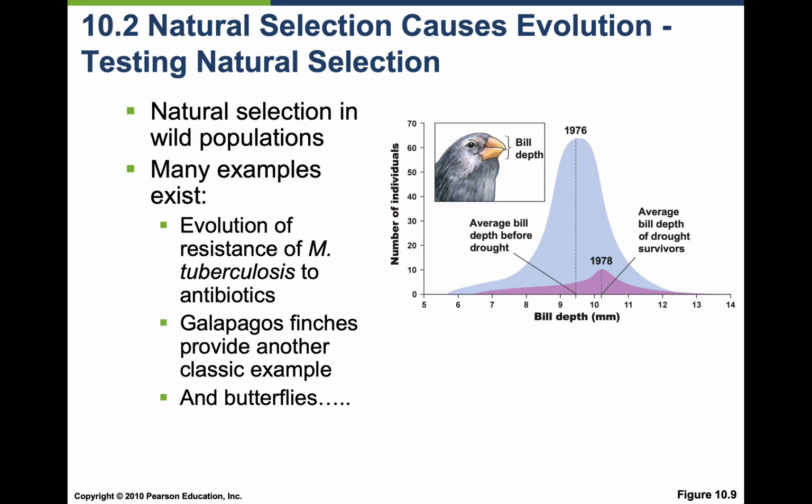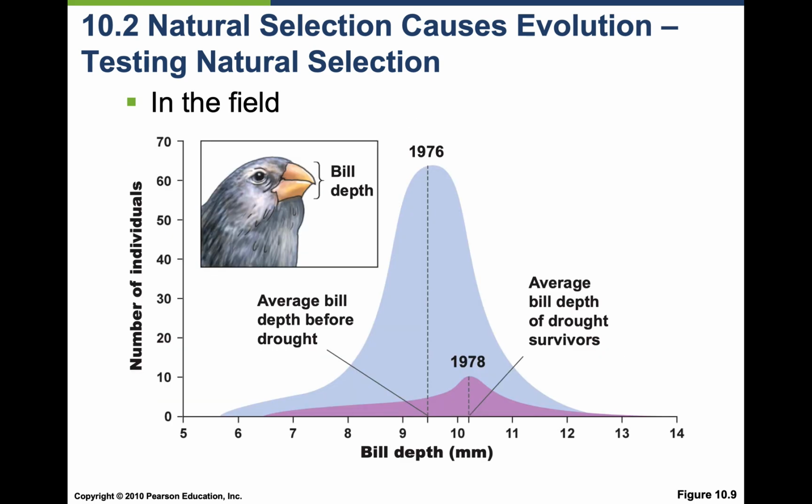Okay, so here's some natural selection in wild populations. There are a lot of examples. So the evolution of tuberculosis to antibiotics, tuberculosis being this wild population of disease that affects humans. There's also examples in Galapagos finches. I'm going to provide an example in just a second, and things like butterflies, where we can actually look at how natural selection has worked. But why? Why does it work? Well, hopefully this gives some insight.